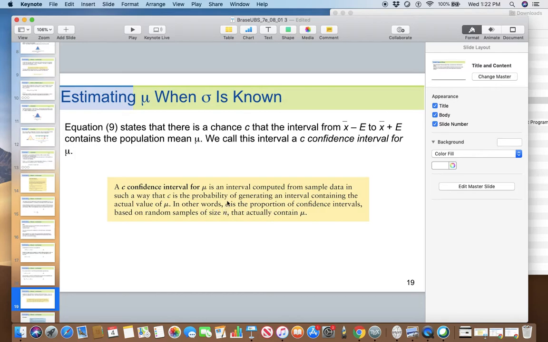In other words, C is the proportion of confidence intervals based on random samples of the same size n that actually contain mu.